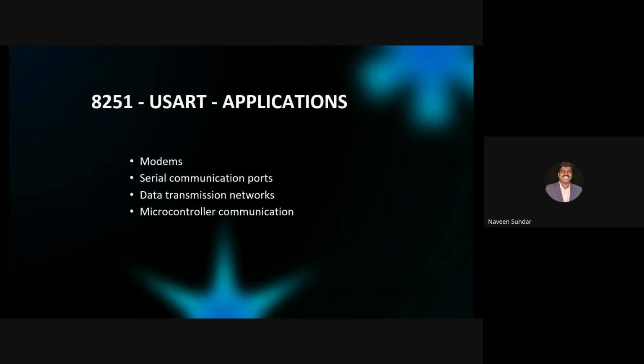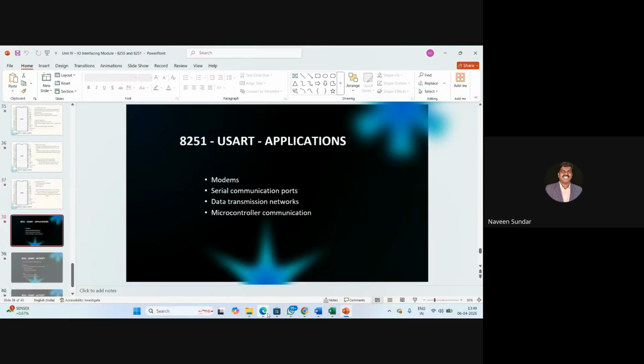And these are some of the applications. Not just for translation purposes, the 8251 can also be used in modems, serial communication ports, data transmission networks, and microcontroller communication. This particular chip helps the microprocessor communicate with input-output devices effectively, in synchronous and asynchronous modes, with transmitter and receiver. I hope you got the information clearly.